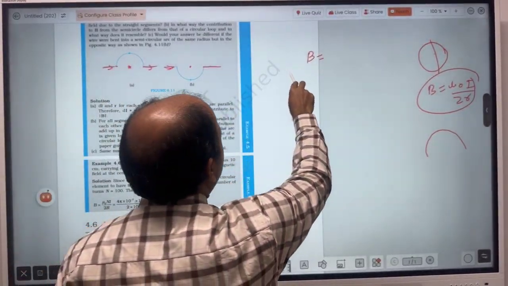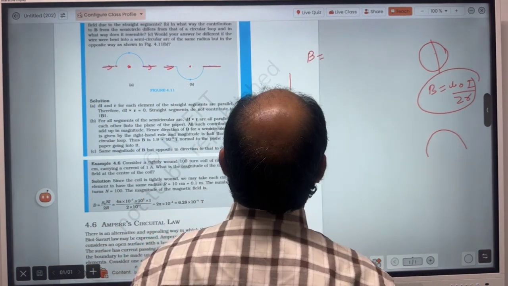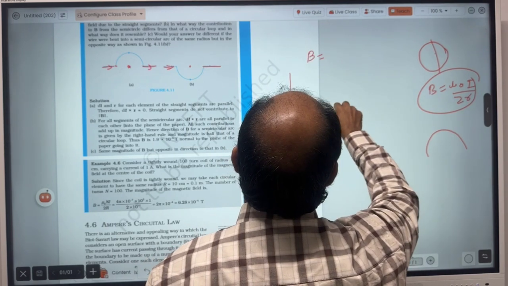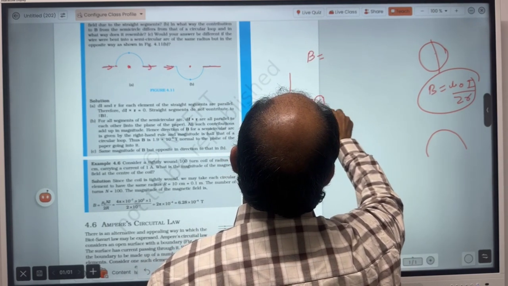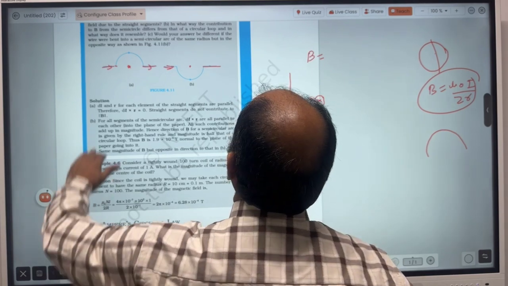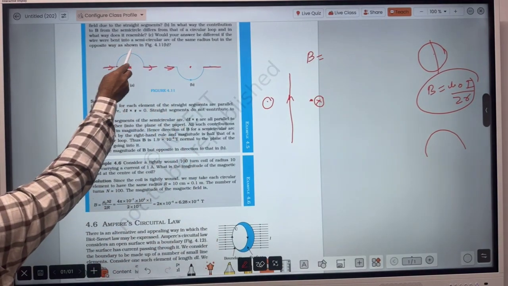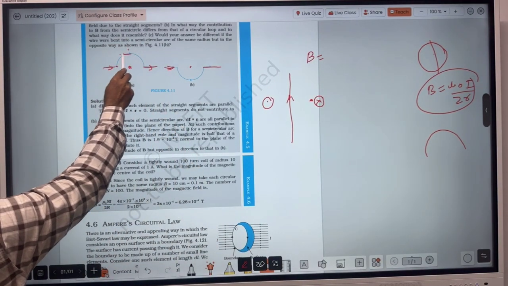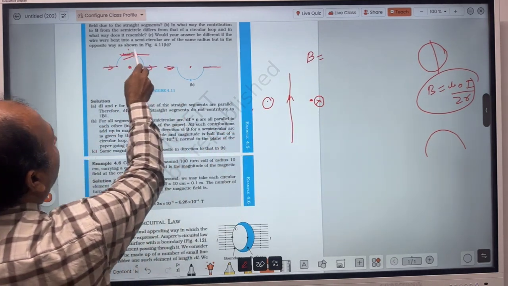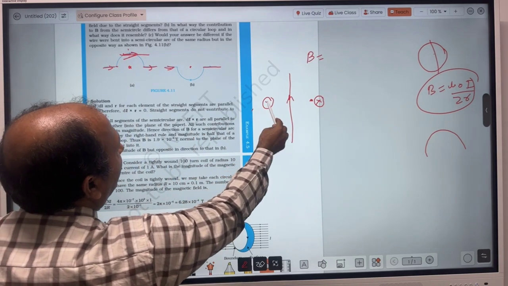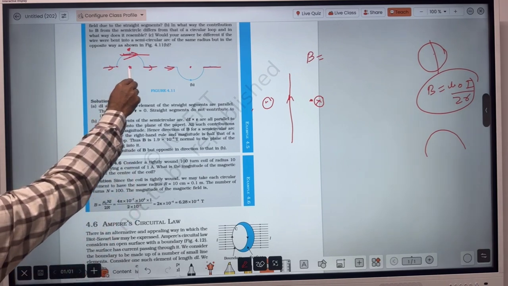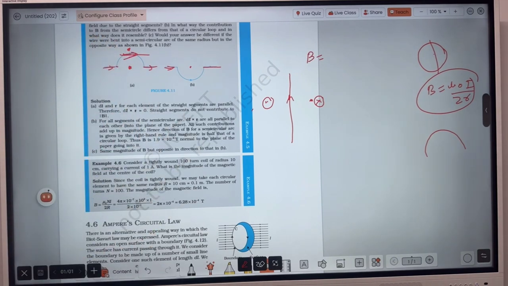What is the rule? The rule is very simple. If this is a wire, at the right of the wire, if current is going upward, field will be perpendicular down, and at the left of the wire, field will be perpendicular upward. If you consider that way, here this will be left of the wire. If direction of current is this, so to the left of the wire, field will be perpendicular up. So at this point, field will be perpendicular up, and at this point, field will be perpendicular down. The same thing is true here.